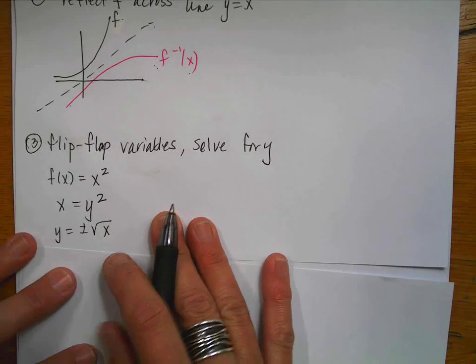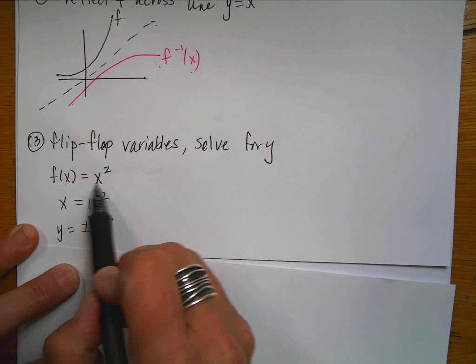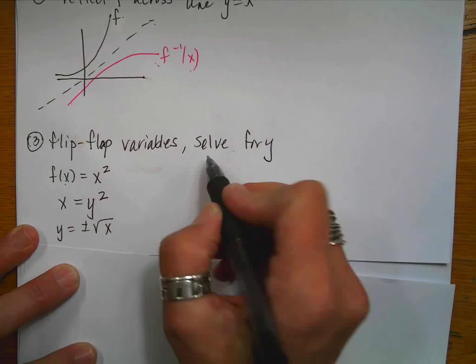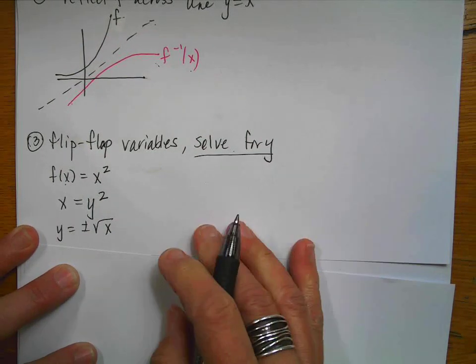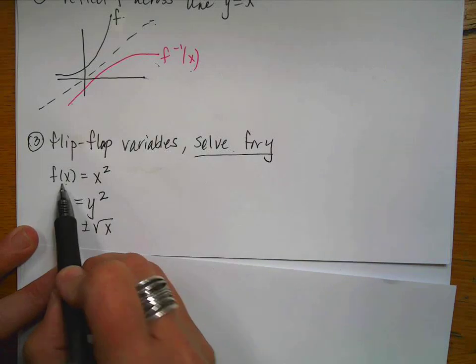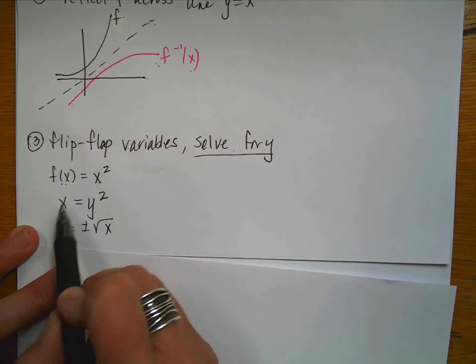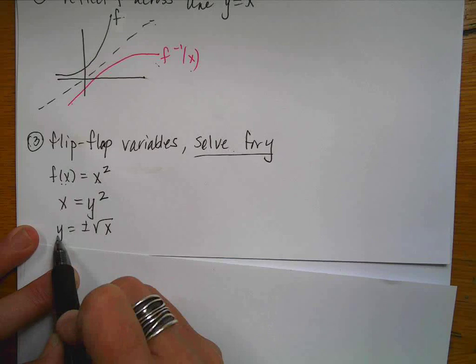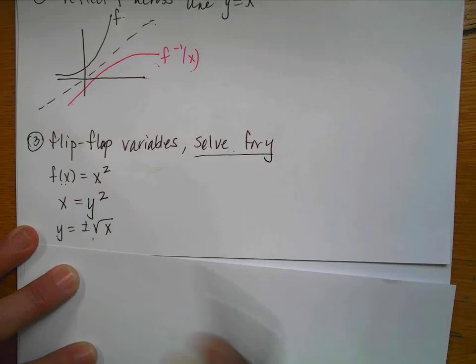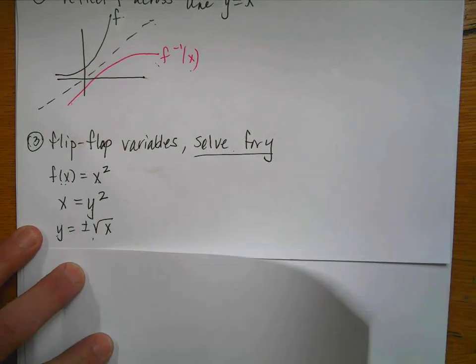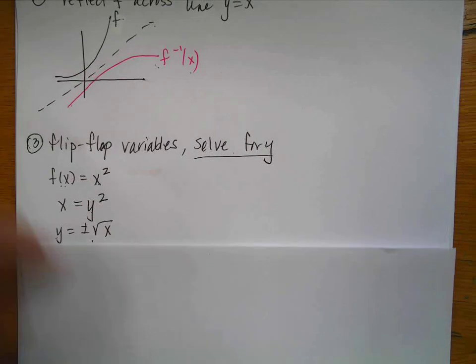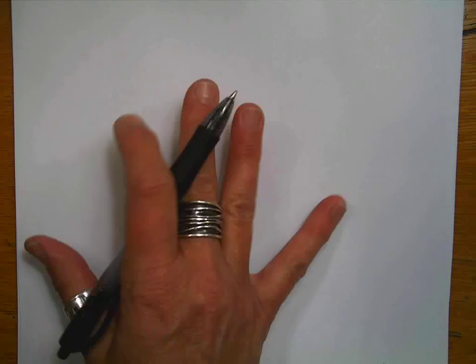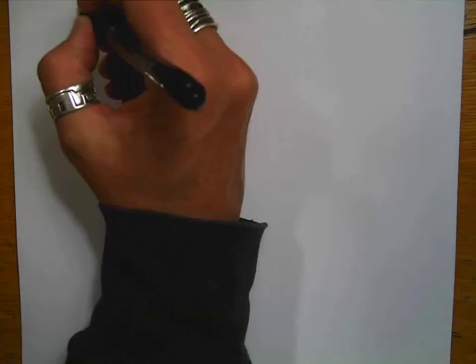The third method is where we flip-flop the variables in an equation. The piece that most of us forget is that we solve for y. So if I have y equals x squared, then I make this x equals y squared. I solve for y, and I get plus or minus the square root of x. Okay, so that was your crash course in pre-calc on ways to find inverses. So the beginning of this assignment will have you start finding some inverses.